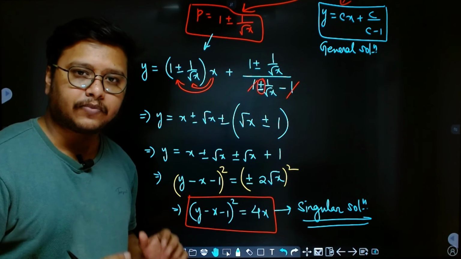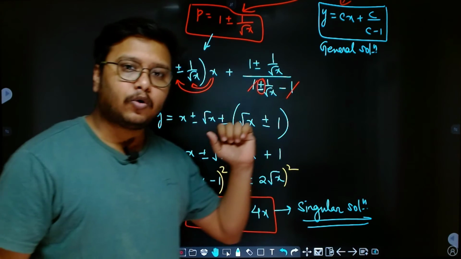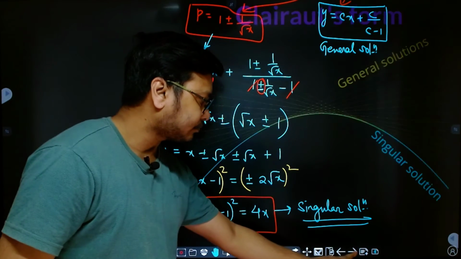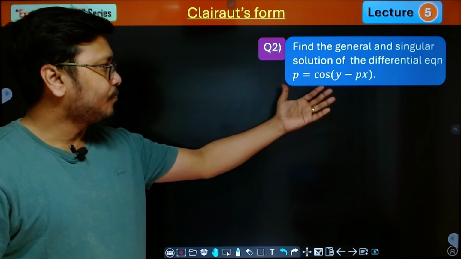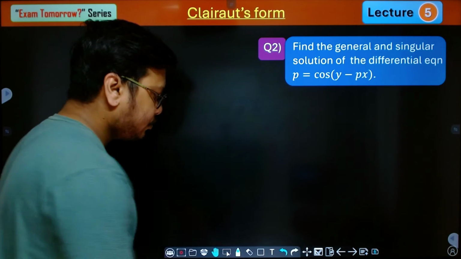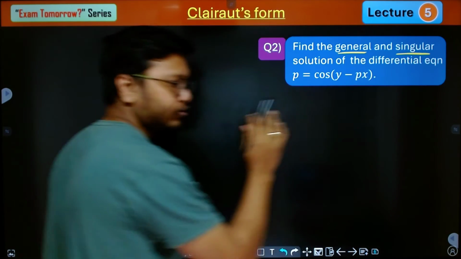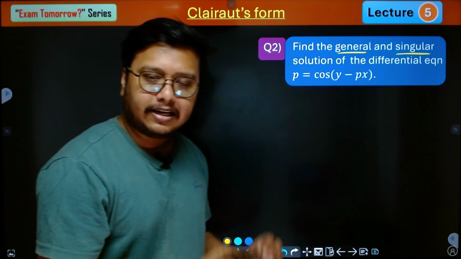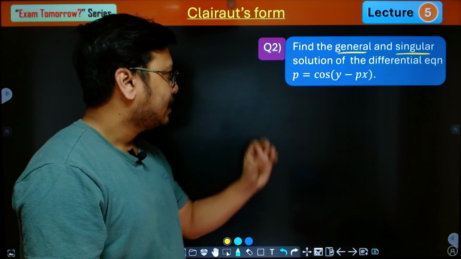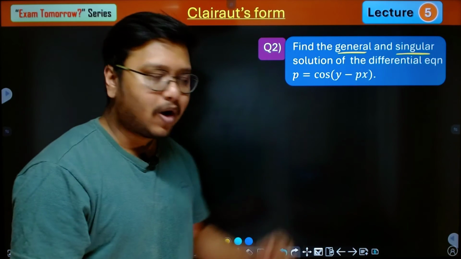Okay, let's take a look at another question, question number 2, which is in this form, and as you can see it is asking for a general solution as well as a singular solution. That means it is definitely a Clairaut's form question. We just need to express it in the required form.